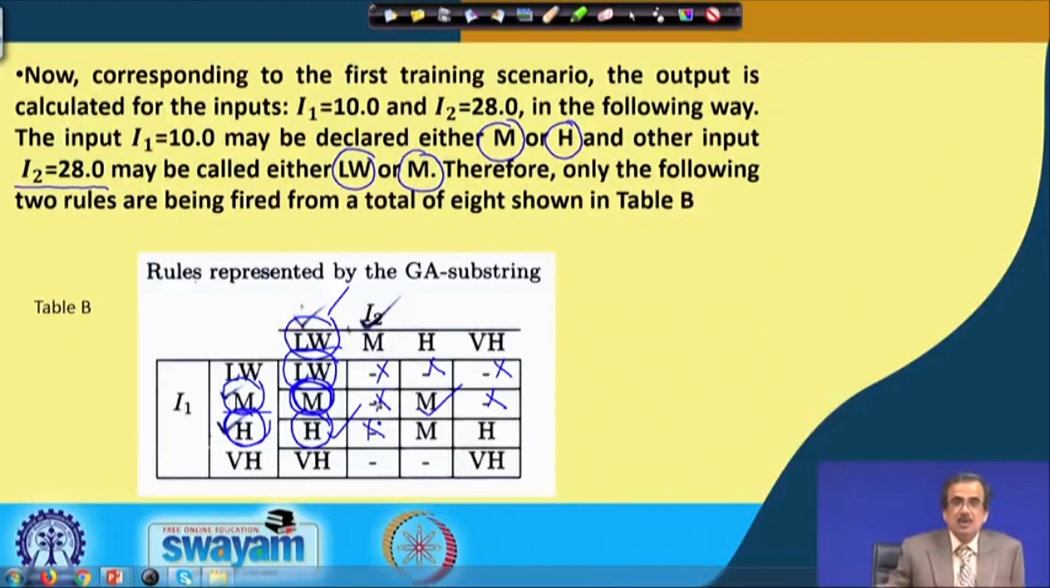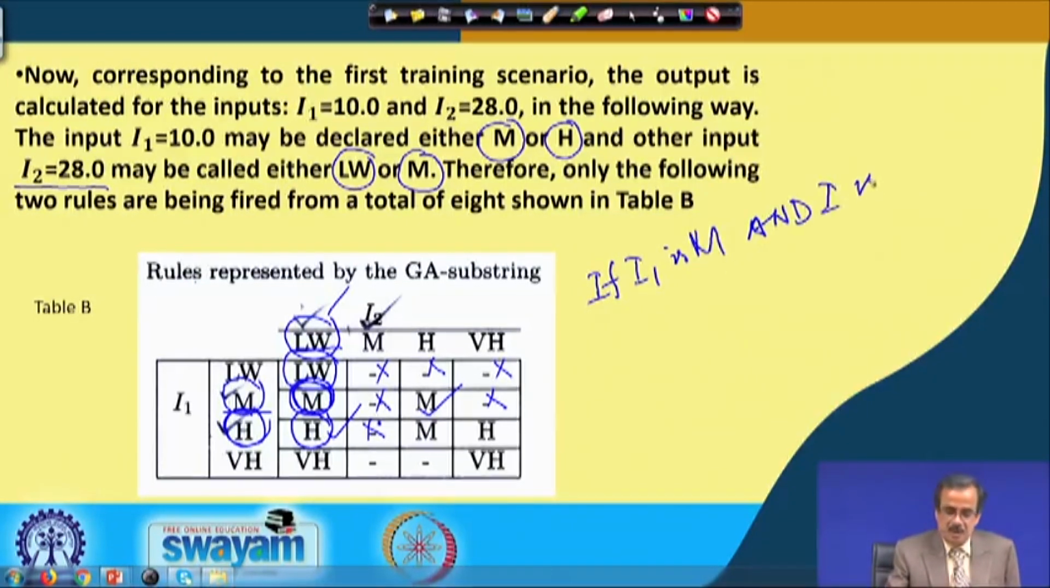So, that particular rule is absent. Out of the 4 maximum rules, only 2 are found to be present here, and the rules are as follows: if I 1 is medium and I 2 is low, then the output O is medium.